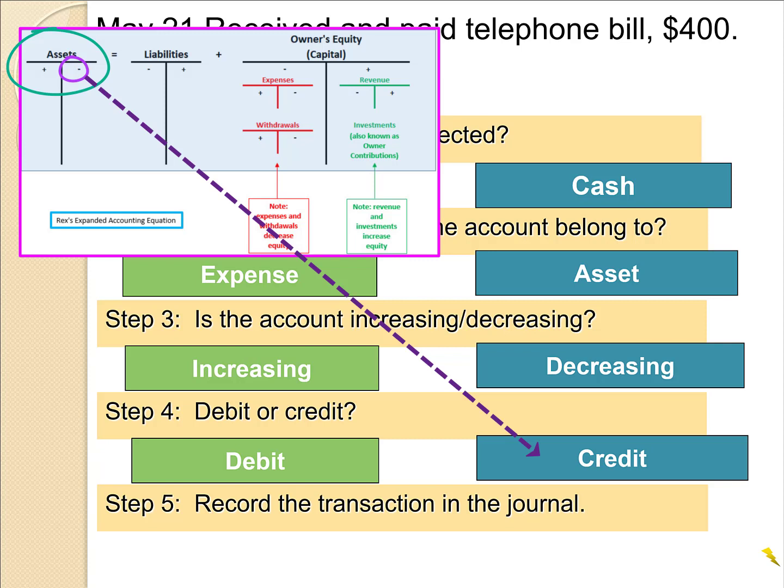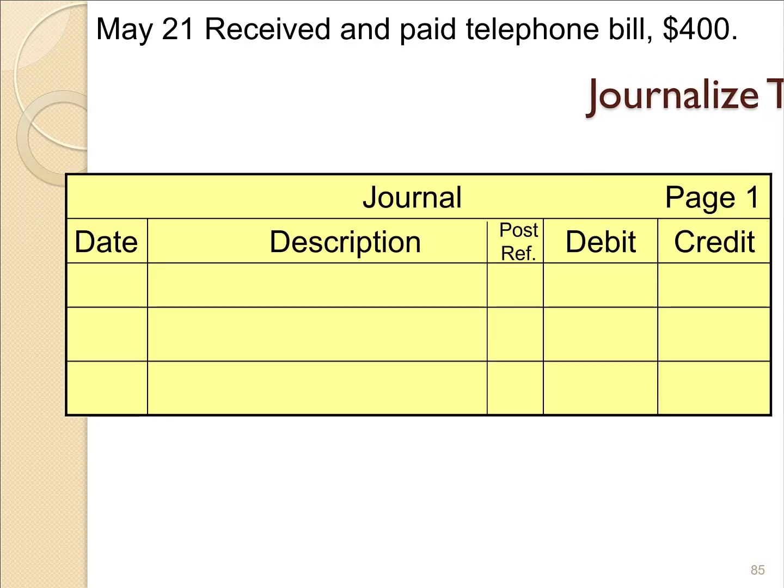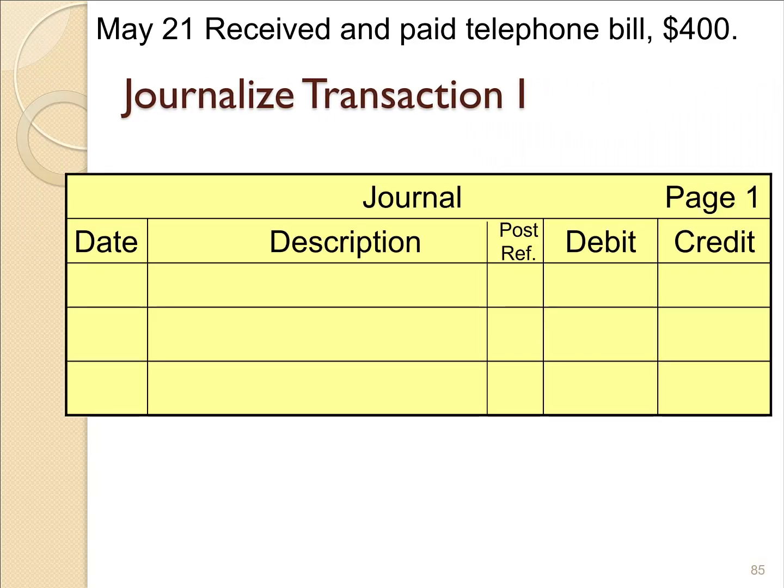So get out your journal paper, skip a line between journal entries. First thing we need to do is enter the date, May 21st. And then we list the debit account. Do you remember what the debit account was? That was telephone expense. And the amount was $400. We're going to indent the credit account, and the credit account was cash. And then the credit was $400.